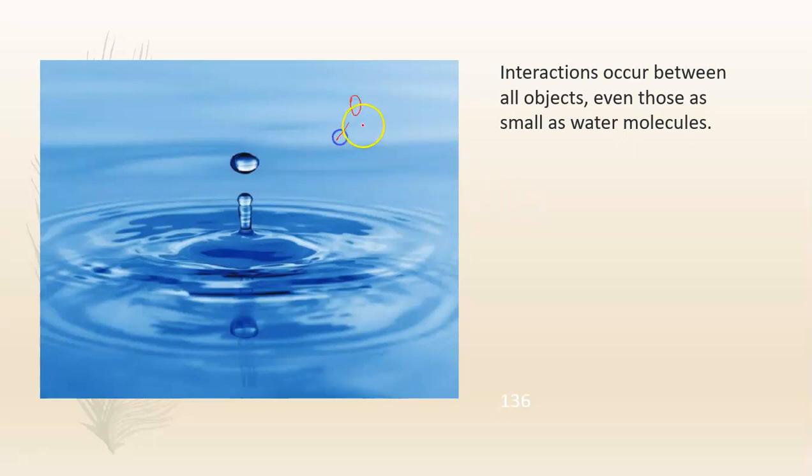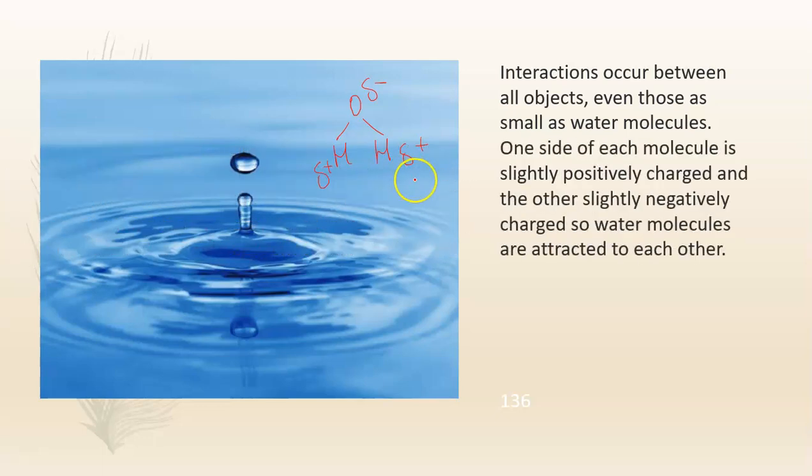So we have the water molecules like this, and we have the negative charge over here and positive over here. And this is only one water molecule. And how are these water molecules interacting with each other? One side of each molecule is slightly positively charged and the other side negatively charged, so that water molecules are attracted to each other. Yes, and how does it happen?